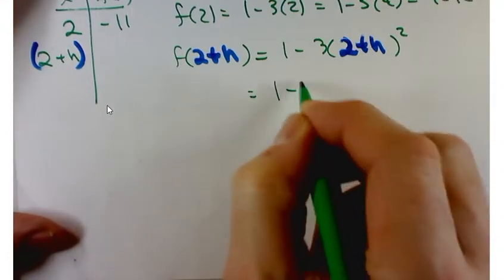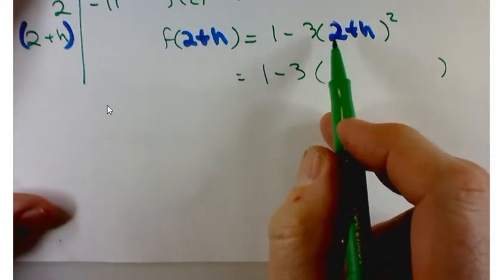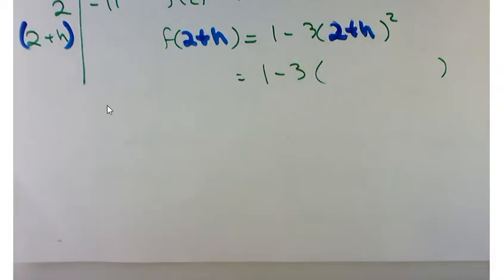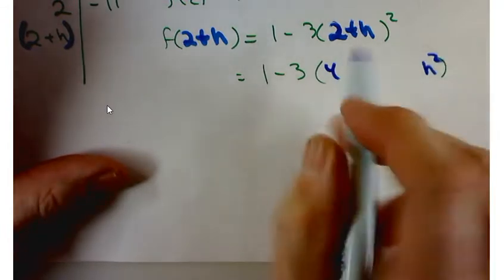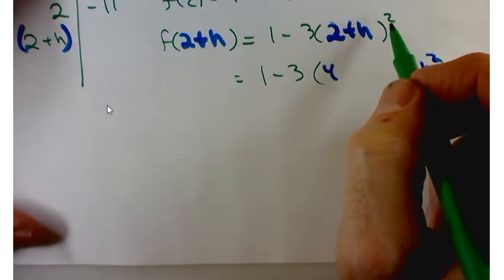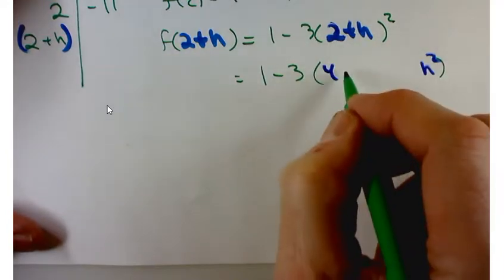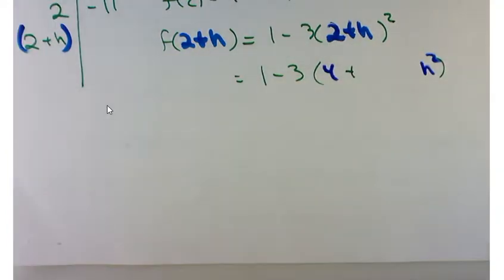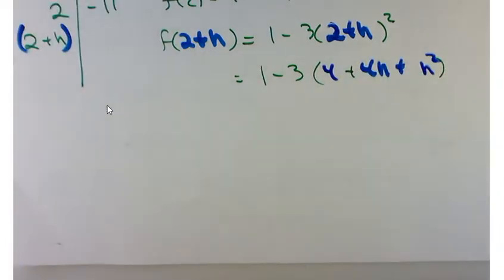It's helpful if you can square that out in your head. Remember, you're going to get the first term squared, so 4, and an h squared. So yeah, the first term squared. And the middle term is going to be 2 times 2 is 4 times h. So plus 4h plus h squared.